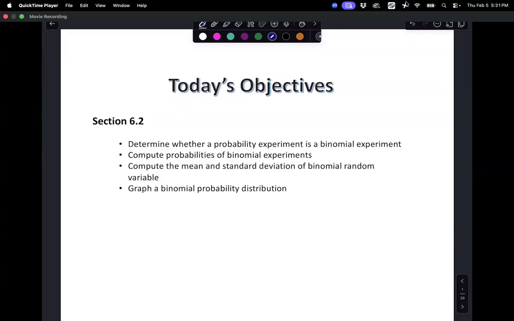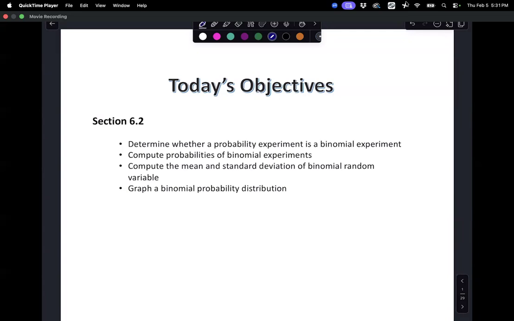So this is going to be a good night. I really love binomial probability. I know it is a place where we struggle a little bit, but hopefully I can get you to understanding. So section 6.2, we're building off of section 6.1. We're going to talk about what a binomial experiment is, and then we're going to figure out the probabilities of binomial experiments.